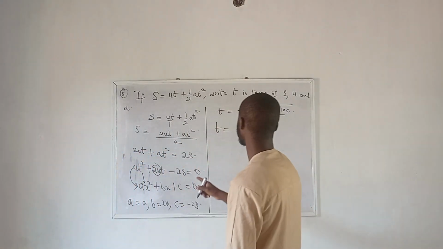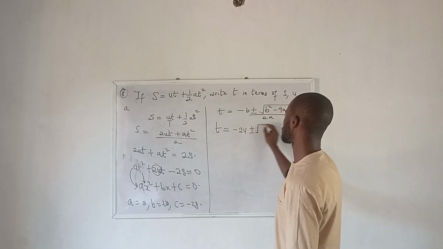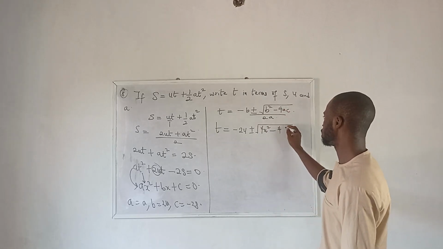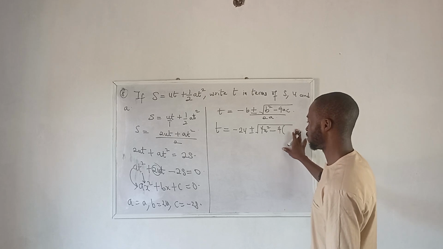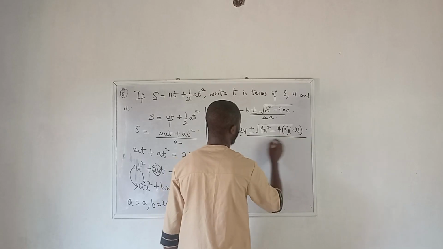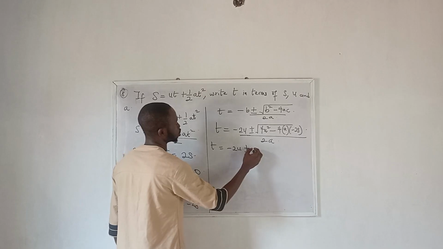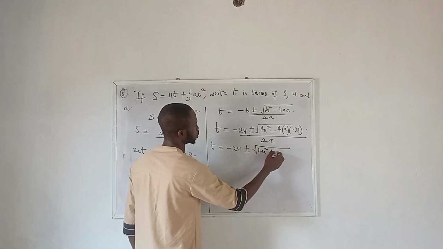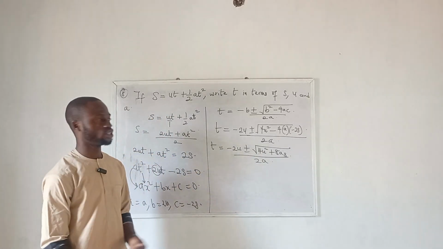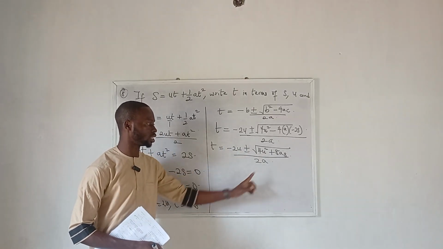t equals minus b, that's minus 2u, plus or minus square root of b squared, which gives us 4u squared, minus 4 times our a, which is a as well, and our c is minus 2s, all over 2a. So t finally gives us minus 2u plus or minus square root of 4u squared plus 8as all over 2a. We have a final answer. In this, t is already standing alone and t is written in terms of u, a, and s.